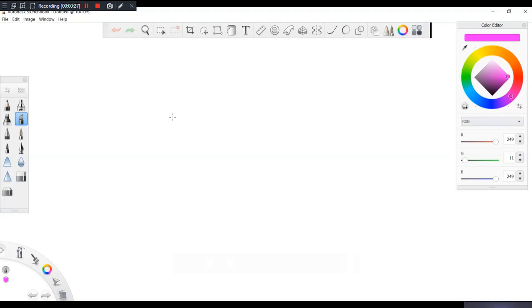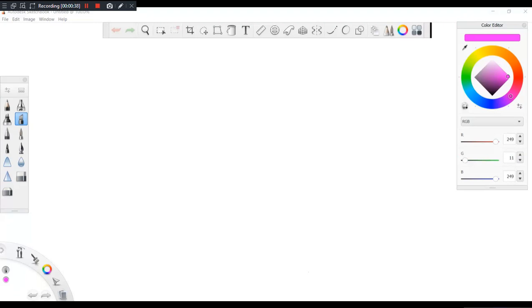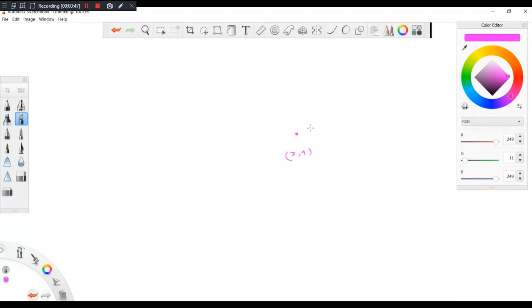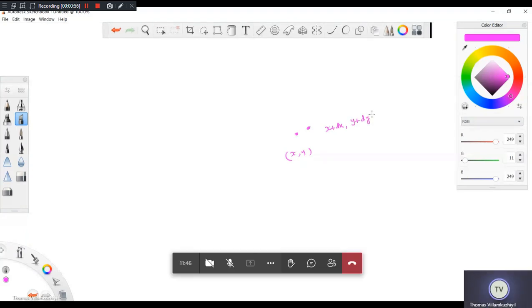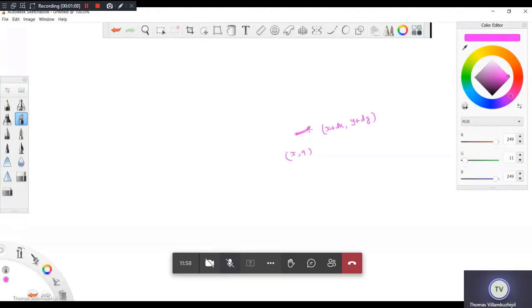Suppose I have two points in a plane. For example, this is one point, x, y. Okay, there is a neighboring point very near. Suppose this point is x plus dx and y plus dy. dx and dy are very small. Then what is the distance between these two points? This is the straight line distance.